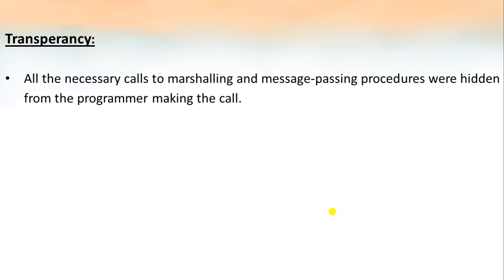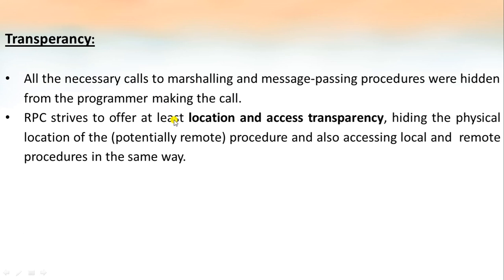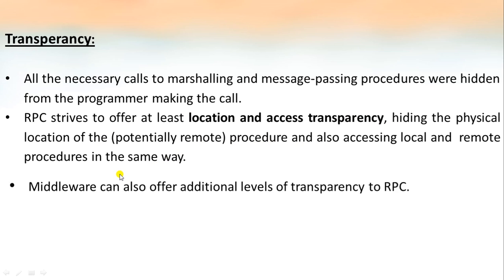The third issue is transparency. Transparency means hiding some of the implementation details from the user, so that it seems easier and friendlier for the user. That is, all the necessary calls to marshalling and message passing procedures are hidden from the programmer making the call. In the case of remote procedure call, it strives to offer at least location and access transparency. That means hiding the physical location of the procedure and also accessing local and remote procedures in the same way.